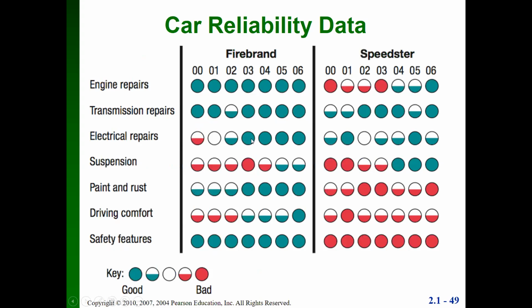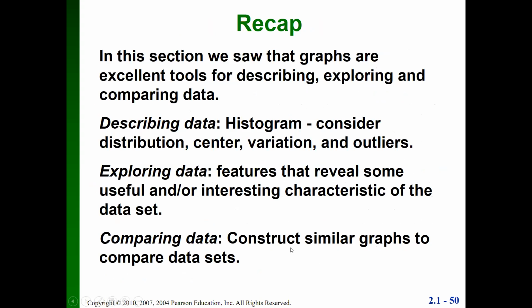Electrical repairs, well, it looks like the Speedster consistently had good or excellent, but the later models of Firebrand are all superior. The suspension, however, in the Speedster looks in the later years to be superior to that in the Firebrand. So we can actually look at this and see differences between the cars.